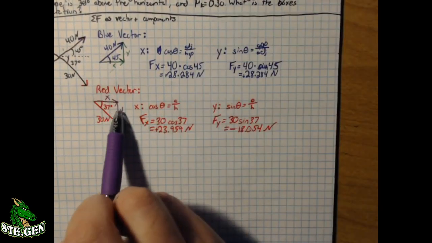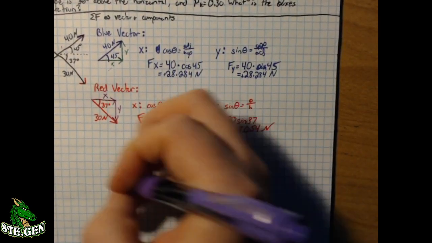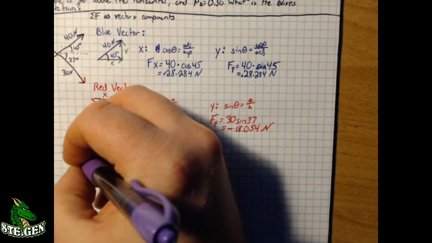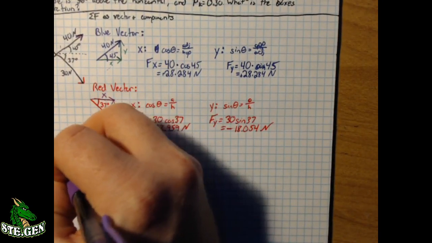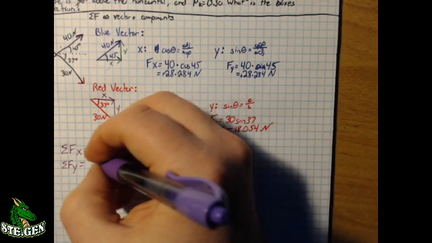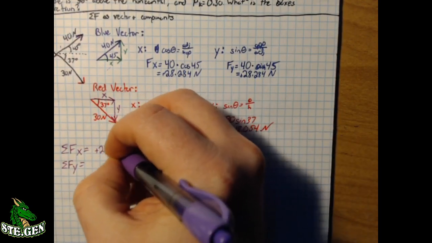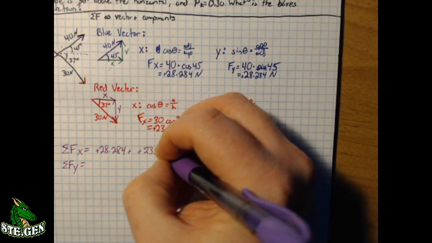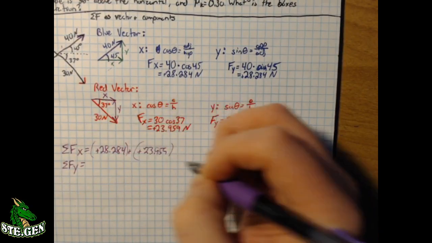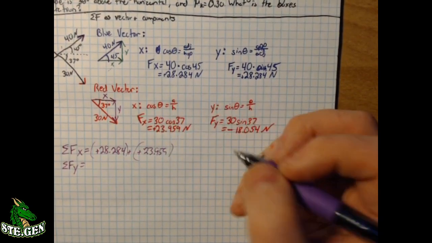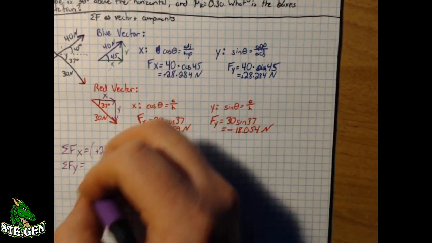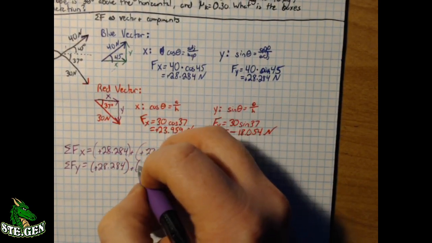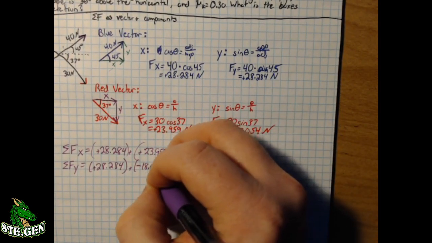So now we're just going to take all of these pieces that we've got together, and I'm going to switch to purple. I know I used purple for this piece here, but it's blue and red. It just makes sense to use it. Okay, so sum of the forces in the x direction and the sum of the forces in the y direction. So in the x direction, we have positive 28.284 plus positive 23.959. Again, I just want to keep the positive pieces together so I know that it's direction-based, not the other reasons. And then for our y, we've got positive 28.284 plus a negative 18.054.